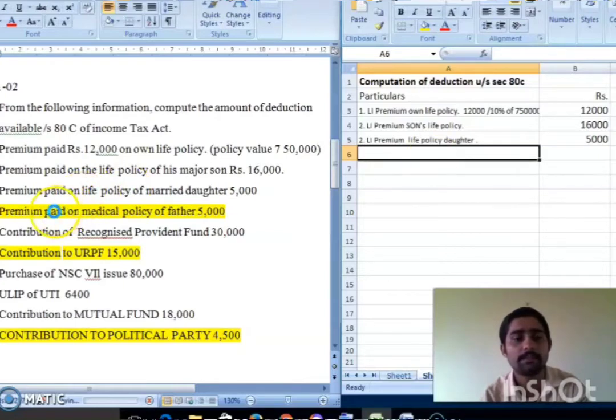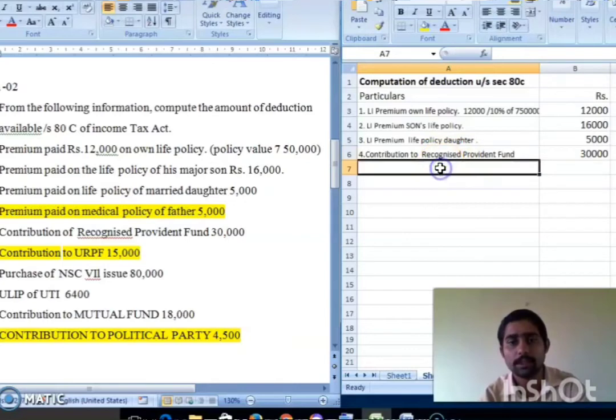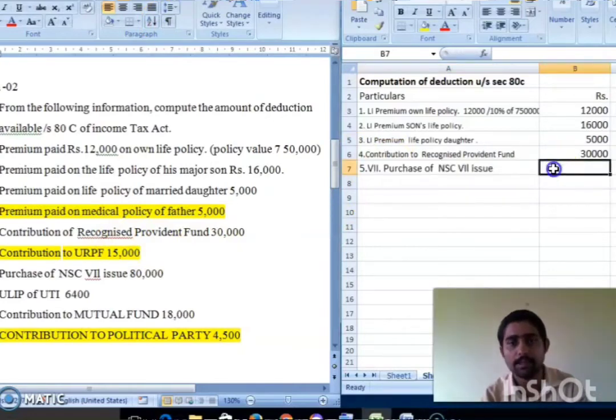Next item here, medical policy is there, it won't come. Next one is recognized provident fund. Contribution to recognized provident fund. The amount is given there, rupees 30,000. Next item I have to check now. Item number 5, URPF won't come in our calculation. NSE 8th issue will be the next item which I have to consider. NSE 8th issue amount you can see here, rupees 80,000.